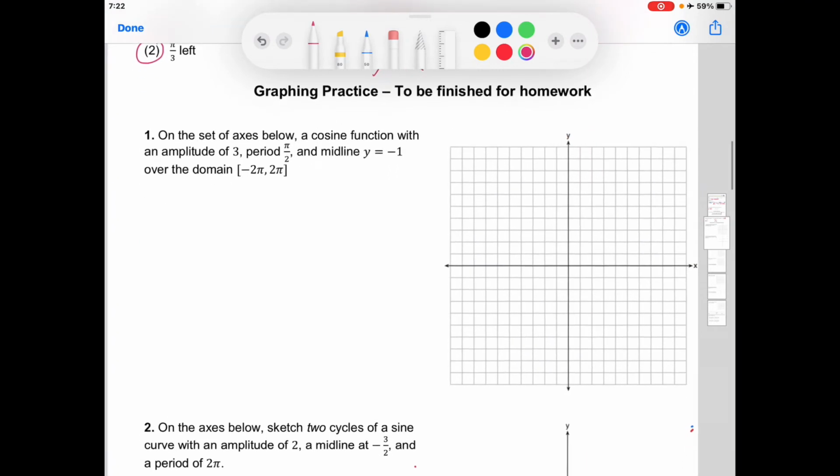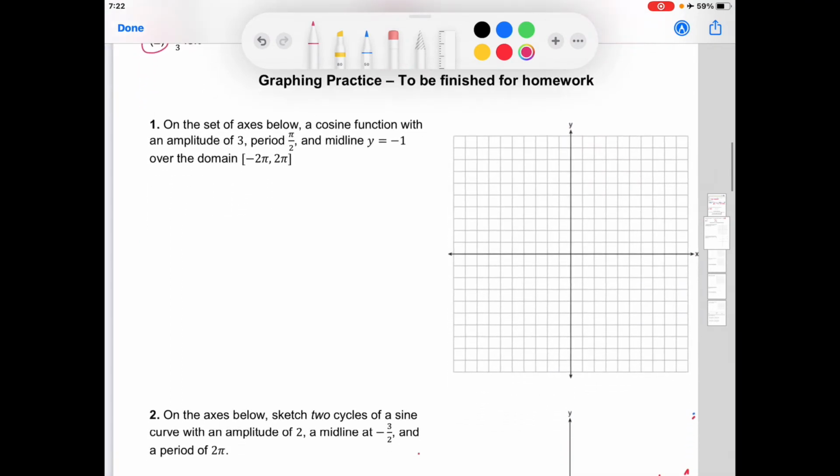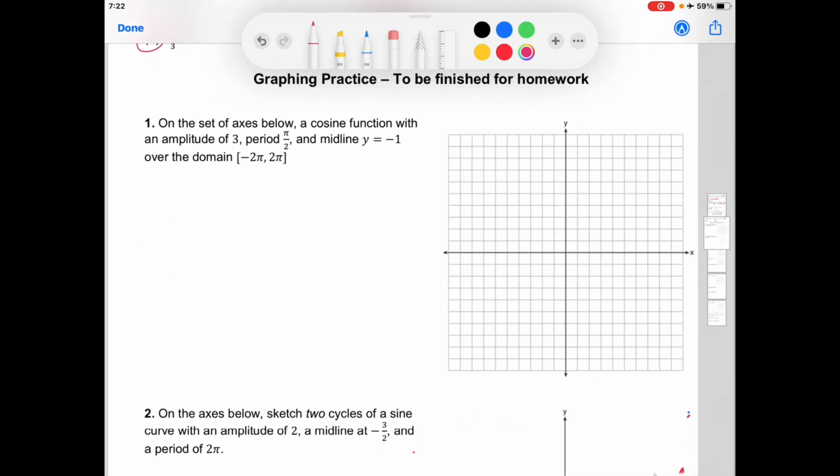The video that was posted about all the information on how to find your A, B, C, D, please have those notes in front of you when you're doing these questions.